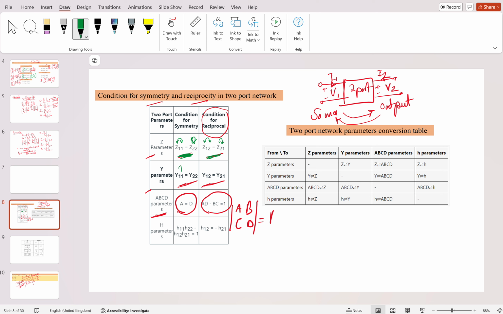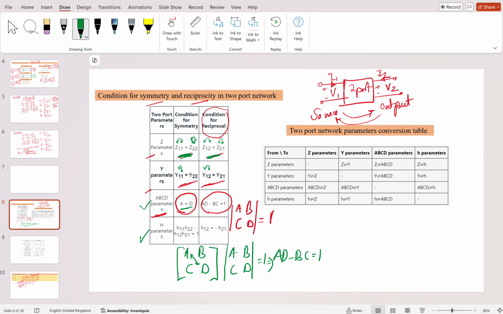Similarly, if you follow the Y parameters also, you will get the same kind of structure. But in the ABCD or the H parameter, it is a bit different. In the condition of symmetry, A is equal to D. It means that in the A, B, C, D parameters, the opposite diagonal elements will be the same. And for the condition of reciprocity, the determinant of the ABCD matrix is equal to 1, that is AD minus BC equal to 1.